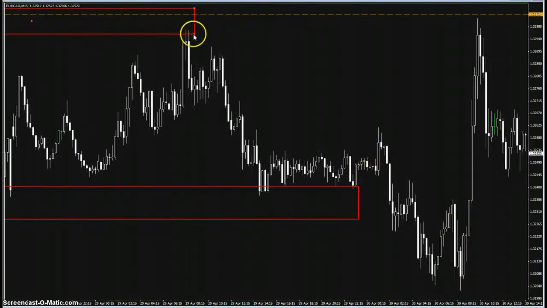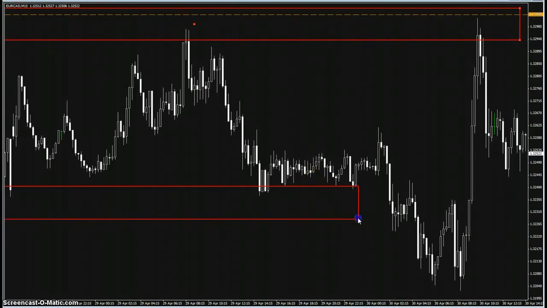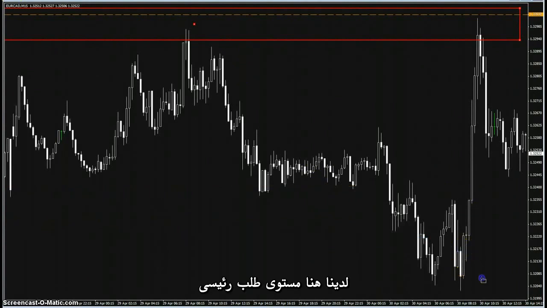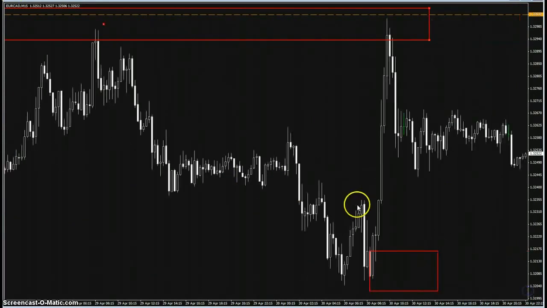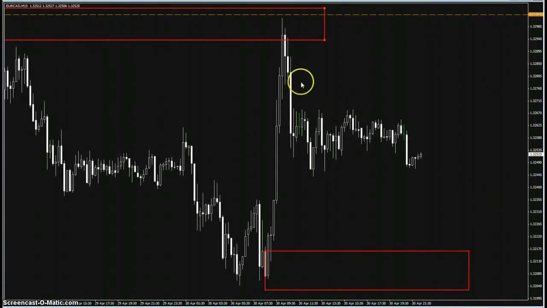And then we get, okay, so here's another major demand level that formed, obviously, right here. And then once again, this level is still acting as resistance. And what do we have now here? Let me just delete this. Here we have another major demand level, right? And we haven't tested that one yet. So I'll probably be looking for some trades in that one in the future. This week, actually. So that's supply and demand in a nutshell.